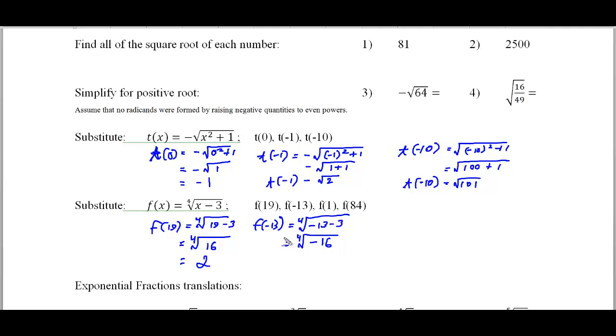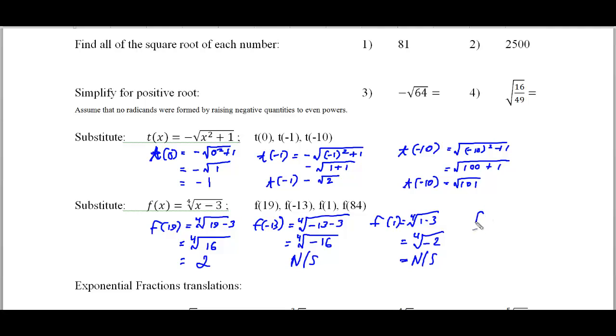Same thing happens for all even roots. Even roots cannot be negatives, so there's no solution here for this f, typing in negative 13 for your x. And the same thing will go with this next example, because if I plug in my 1, I get the fourth root of 1 minus 3, or the fourth root of negative 2, and at this stage, it's just no solution because you can't have a negative number in there.